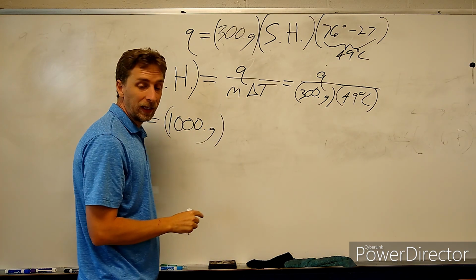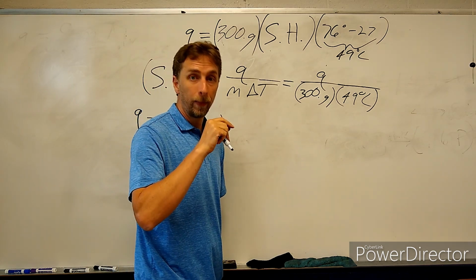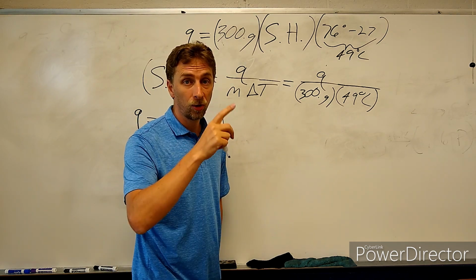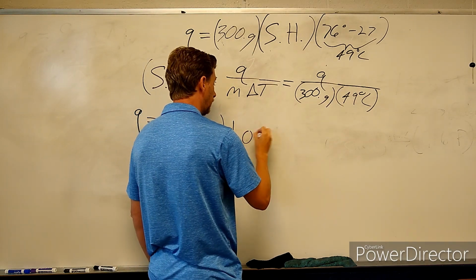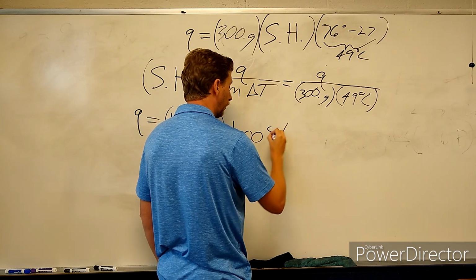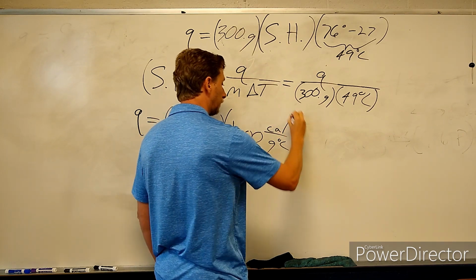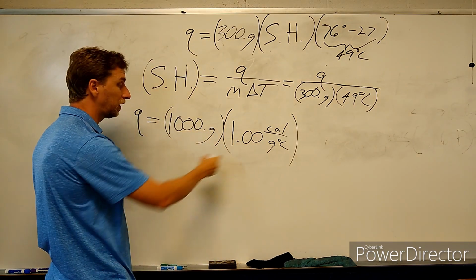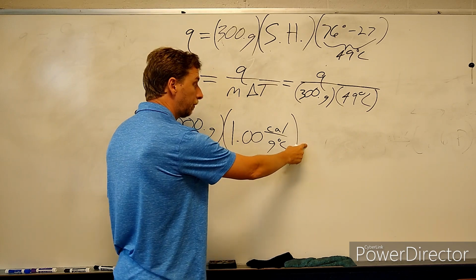And the specific heat of water is, well, I just told you a minute ago. Anybody remember? It's 1 calorie per gram per degree Celsius. So you put that in, keep some significant figures there. 1 calorie per gram per degree Celsius. That's the specific heat of water. That's the mass of the water. Now we need the temperature change of the water.